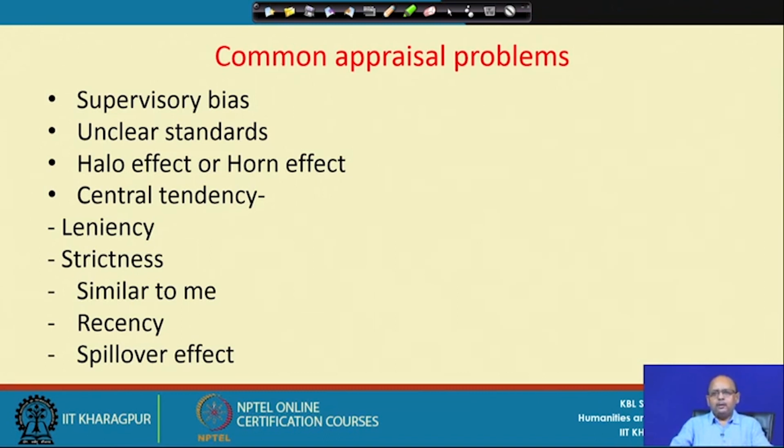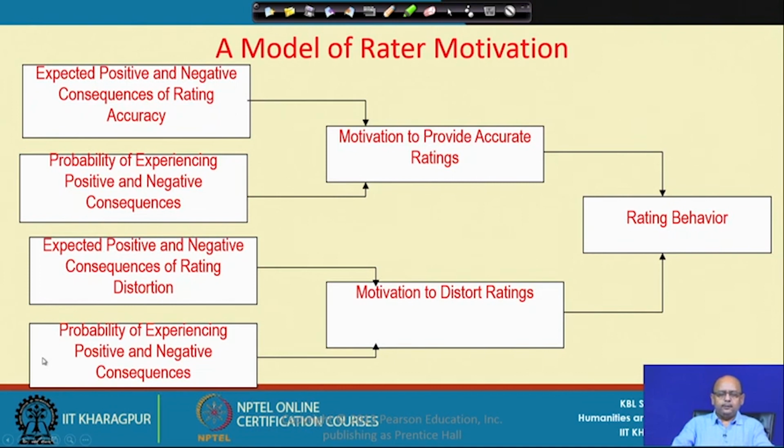Then the spillover effect: you know that the person has performed very well in the last performance cycle, so it is still in your mind, and that carryover effect is there, and in this cycle also you try to evaluate his performance accordingly. So, these are some of the problems which might crop in, right. Now, this is how the rater should be motivated. Make sure that raters understand the positive and negative consequences of evaluations. They must experience these kinds of things, that is, what is the probability of these consequences, and what are the expected consequences.